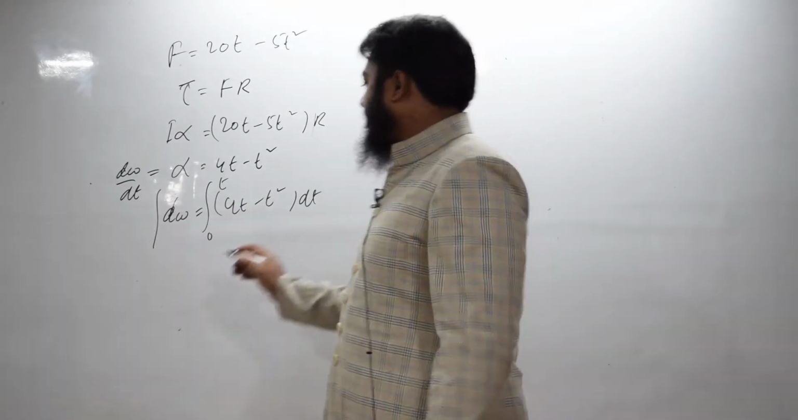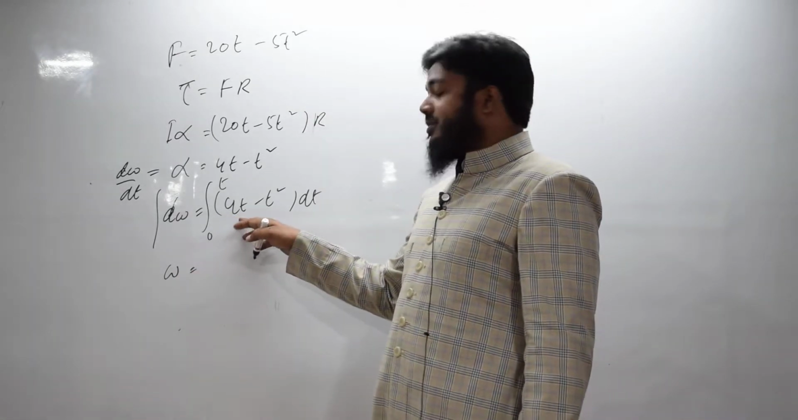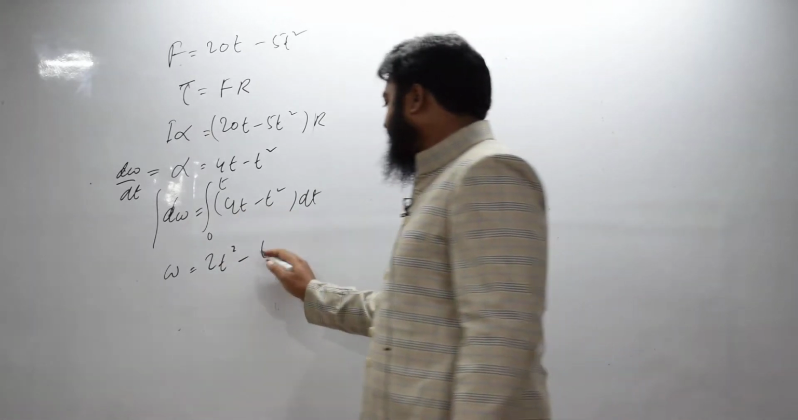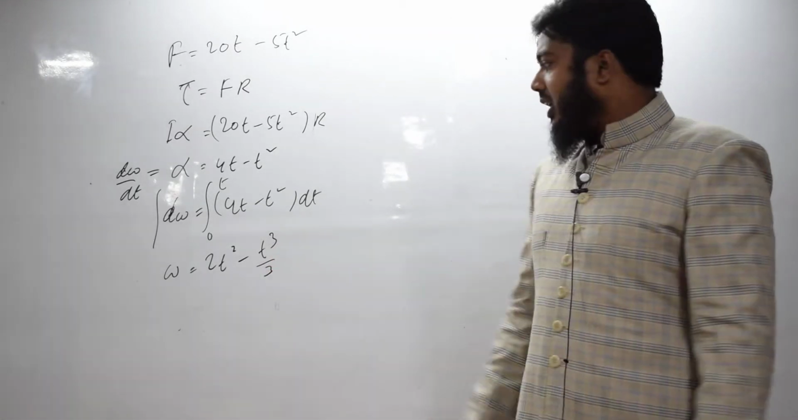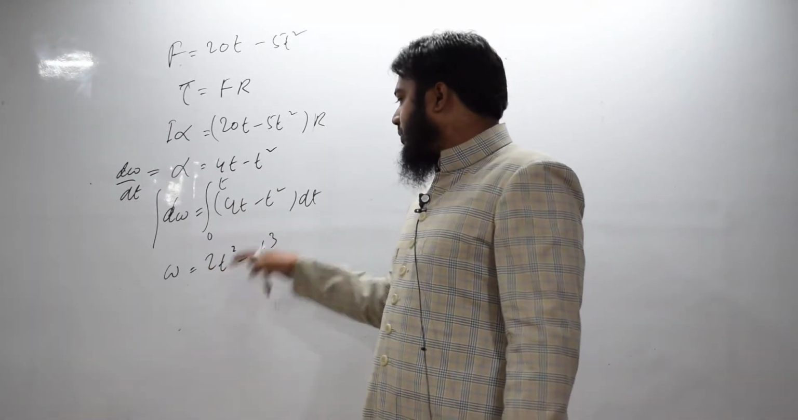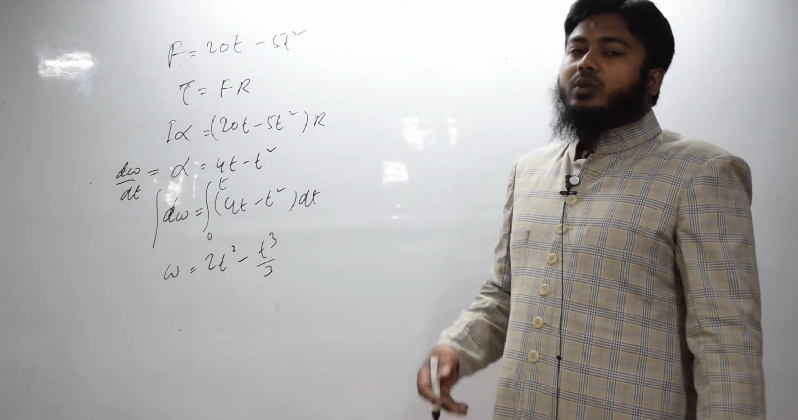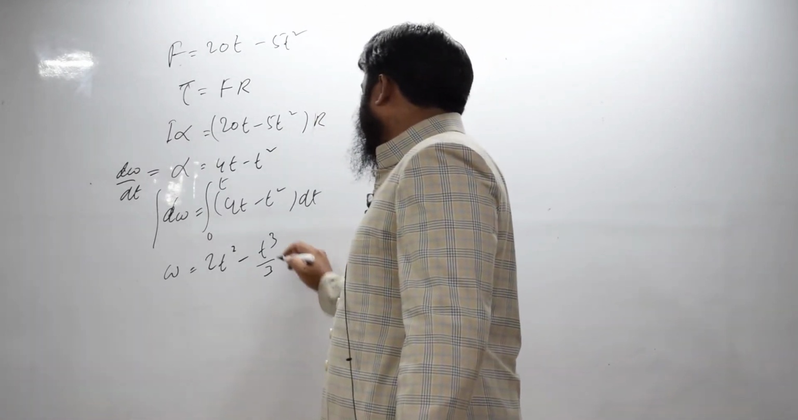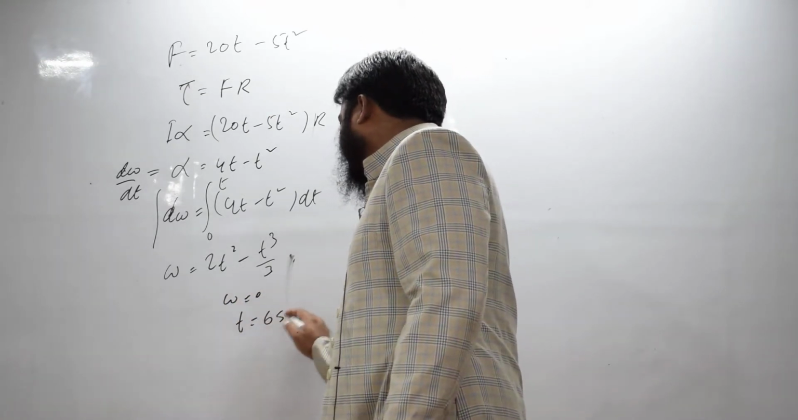So, integrating this expression, this is just 4 t, so this becomes t square by 2, which is 2 t square, and this becomes t cube by 3. So, this is the angular velocity at any time t. Now, angular velocity is 2 t square, from which t cube by 3 is subtracted. So, you can see that omega will eventually become 0 at some time. Let us calculate. Put omega is equal to 0, then you find t is equal to 6 seconds.